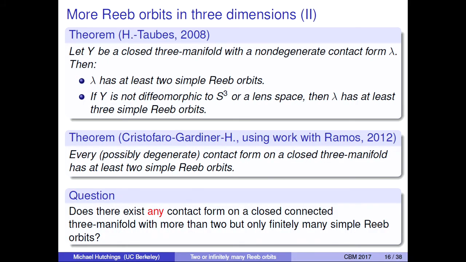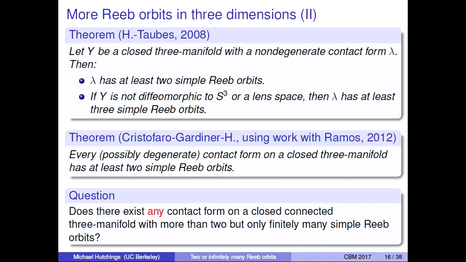In a joint work with Taubes, we showed that if I have a non-degenerate contact 3-manifold, then there are always at least 2 simple Reeb orbits. And if the 3-manifold is not the 3-sphere or a lens space, then there are always at least 3 simple Reeb orbits.